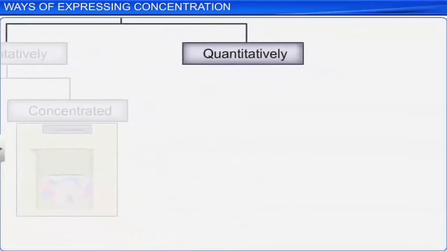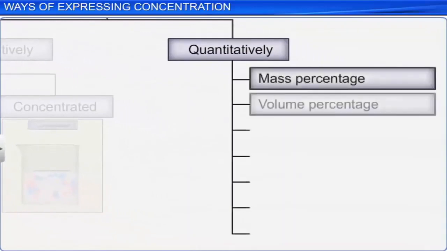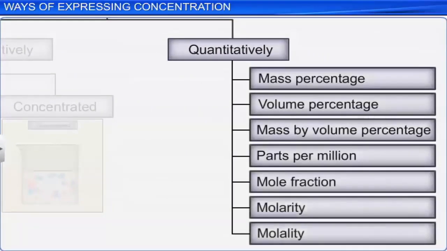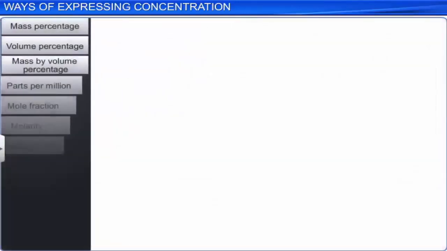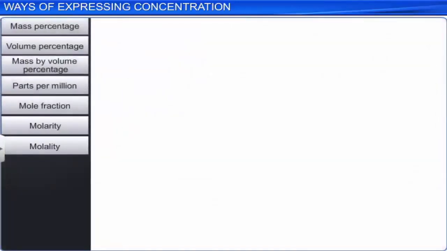Quantitatively, the concentration of a solution can be described in several ways. These methods are mass percentage, volume percentage, mass by volume percentage, parts per million, mole fraction, molarity, molality. Let's discuss these methods one by one. Let us first discuss the mass percentage or weight by weight percent method.